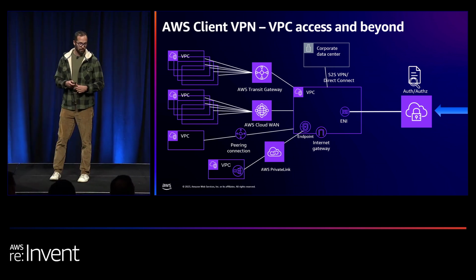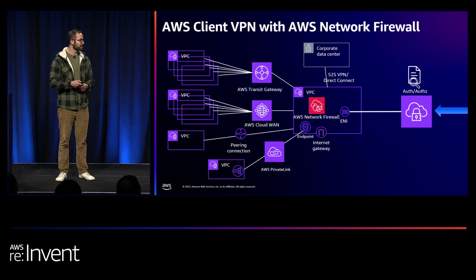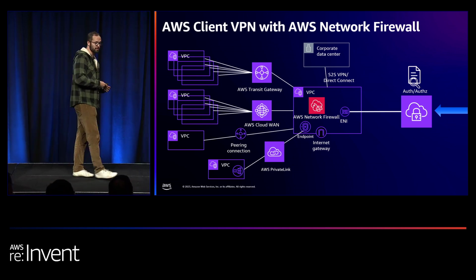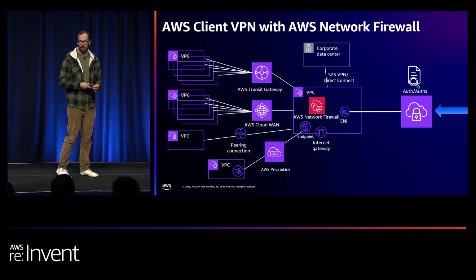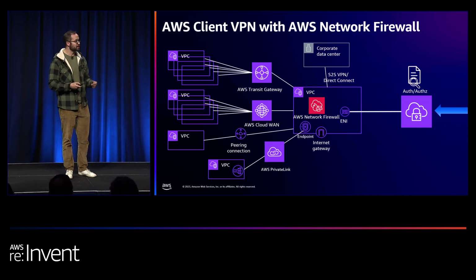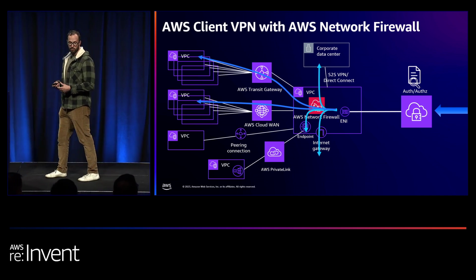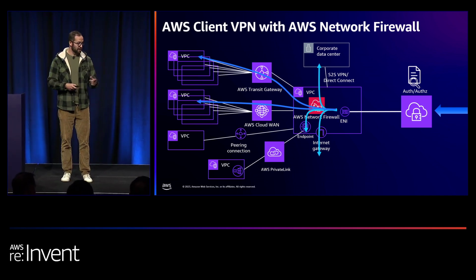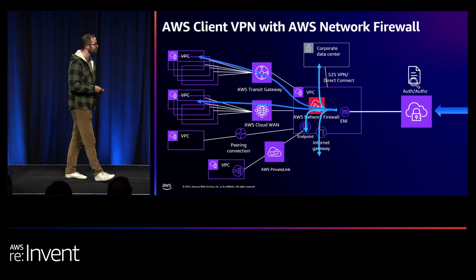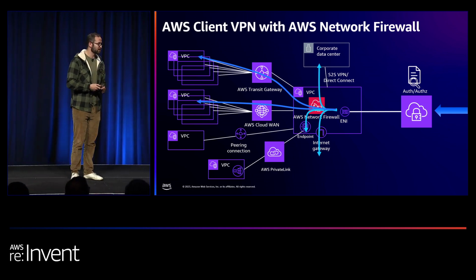And if you want, you can deploy additional firewalling in the path. I'm showing an example with AWS Network Firewall, but you can also use third-party vendors, deploy them in the path, and then traffic going to those different destinations can be inspected before getting there. And there's an arrow missing over the peering connection on purpose. That's something that's not supported.